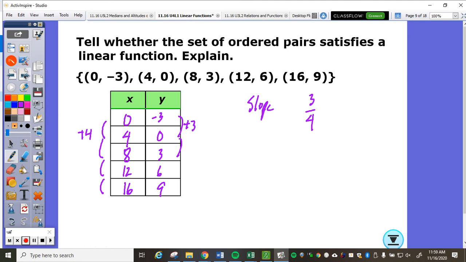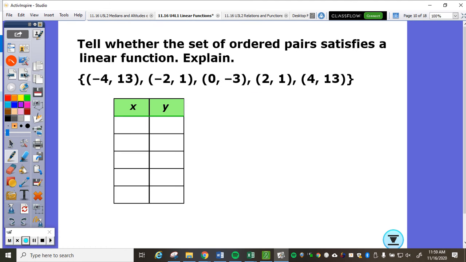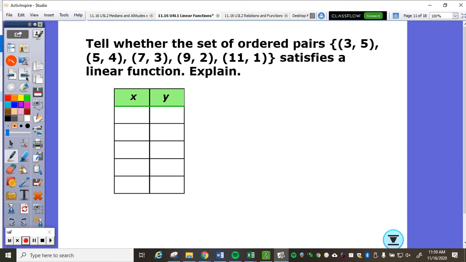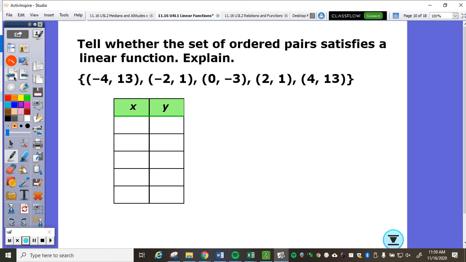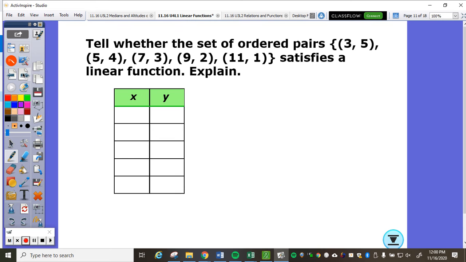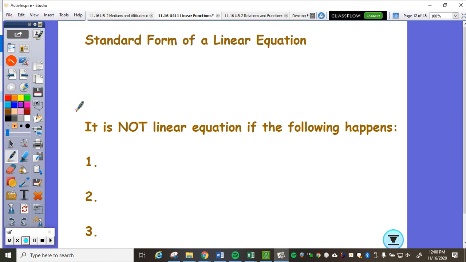Alright, so I'm not going to make you guys do the next one here. So let's talk about standard form of linear equation. Okay? Standard form of linear equation is some number times x plus some number times y, and it equals c. Okay?